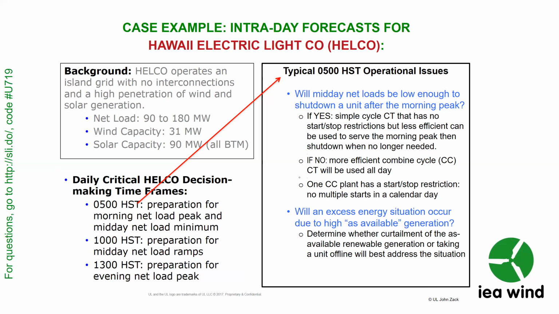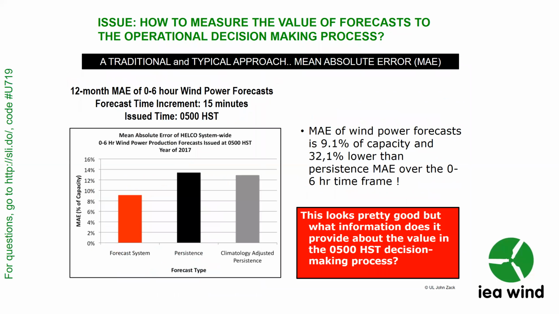The first is, will the midday net loads be low enough to shut down a unit after the morning peak? And you can see there are some different decisions that are made depending on how that question is answered. The second question is, will an excess energy situation occur due to the high available renewable generation? So if you're going to have excess energy, do you curtail the renewables, or do you take a non-renewable unit offline? And how do you decide what the best solution is? When we move on to the next slide, we'll see that the forecasts are an important part of determining what type of renewable energy generation you'll have during that mid to late morning period.